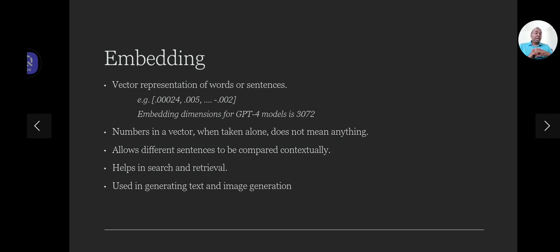But as I showed previously, how you can compare different vectors, these numbers help you to quickly compare two sentences or two words within the context of these 3072 dimensions, how well they align. So that's how the search and retrieval is fast, because you're combining these numbers and checking how it is being done.